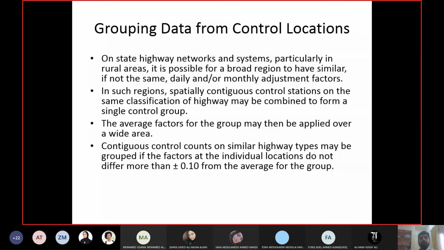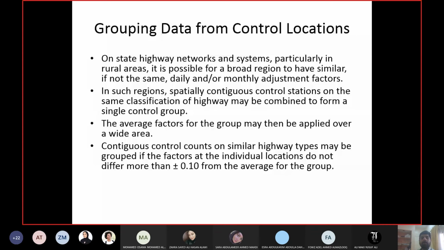Will it not make my life easier if I can combine these factors into a single value? So instead of having 10 or 20 values for Monday, I have a single value. This is what we call grouping of data from control locations, meaning grouping of what? Adjustment factors. Grouping doesn't mean that I take all the traffic and make it into one value. No, grouping means the adjustment factors must be grouped together, so that instead of using a different value for each control count location, I have a single value which can work on all control count locations in that set.